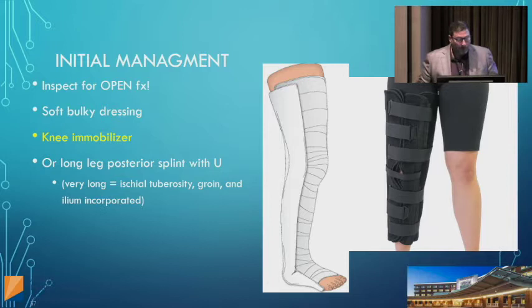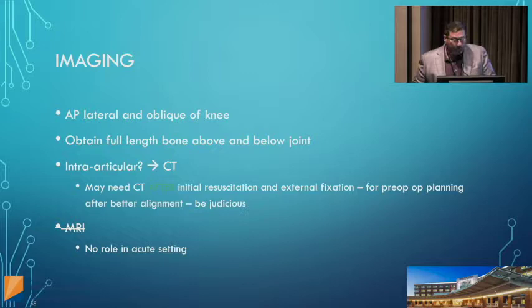We image them. As mentioned, we need to know whether it's intra-articular or not. Typically, if we think that there's too much swelling to definitively treat a patient, we will place an external fixator, pull traction, and then get a CAT scan when things are in more reasonable position. If we don't think we need to do that, we'll get a CAT scan before surgery and plan on doing everything in one stage.